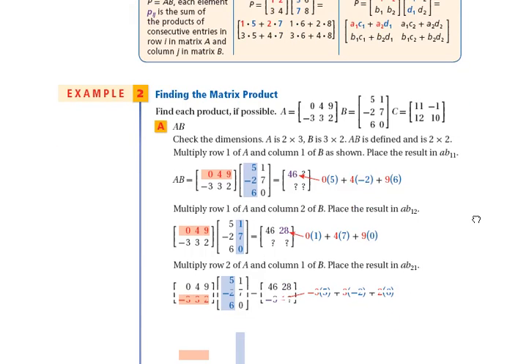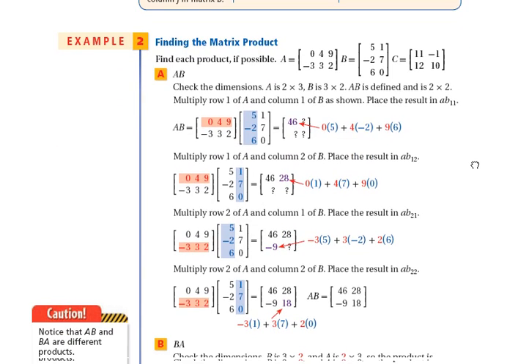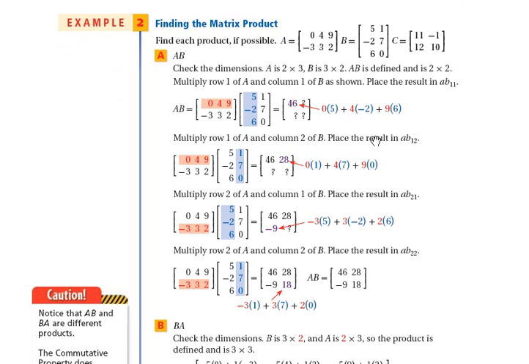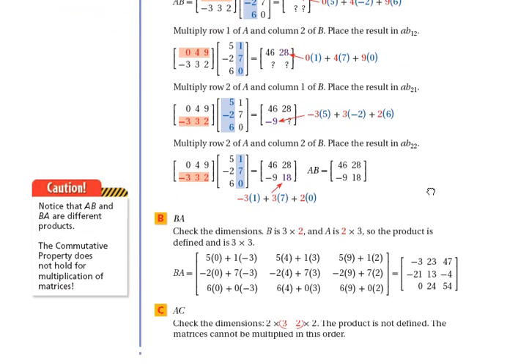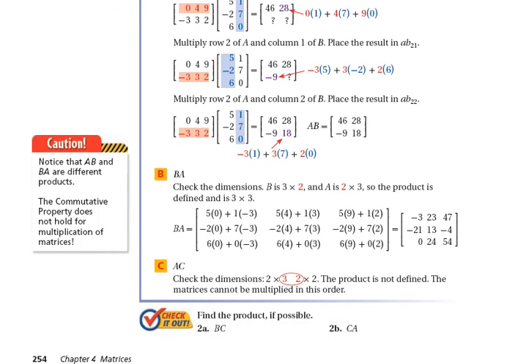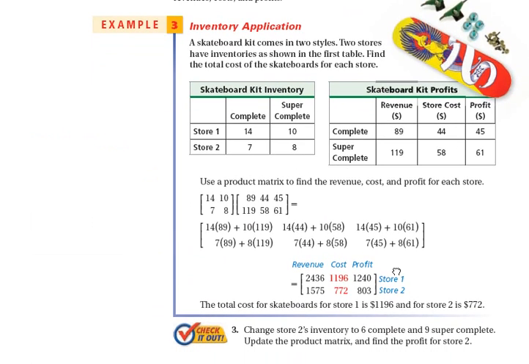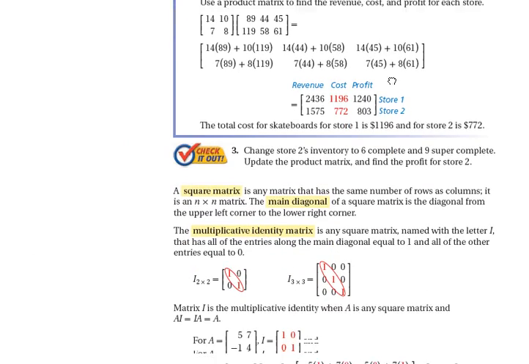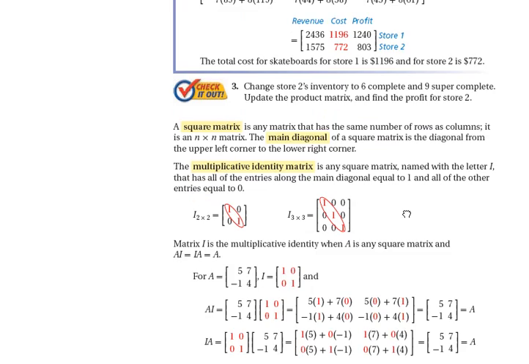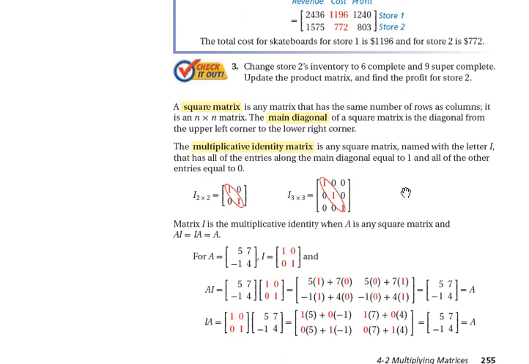If you look at example 2 here, it really does a nice job of putting it all together. Step by step, how you get your answer out here is the resultant matrix. And then a couple more examples there as well. And then here is example 3. It's an application problem.